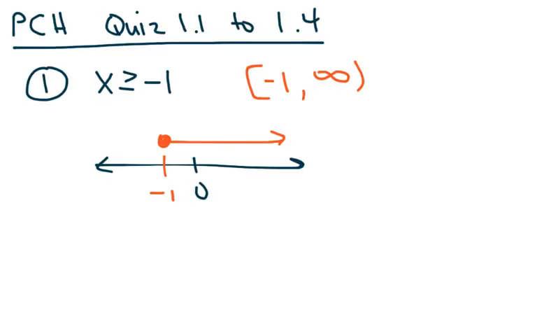So here are some other examples of how interval notation works. If I were to give you something like -2 is less than x is less than or equal to 3, in interval notation that would be parentheses -2, comma 3 bracket, because the -2 would have an open circle and the 3 would have a closed circle.